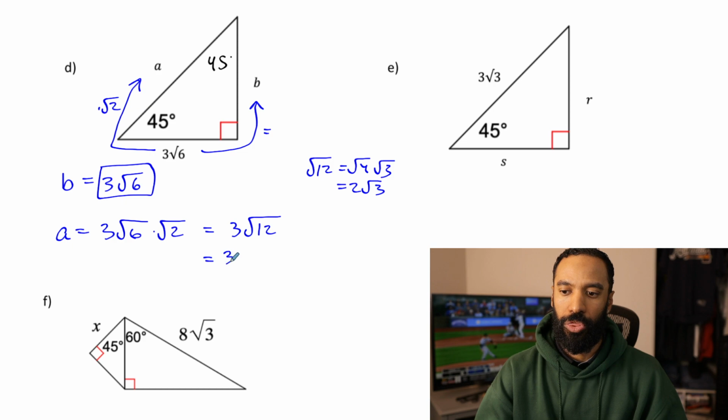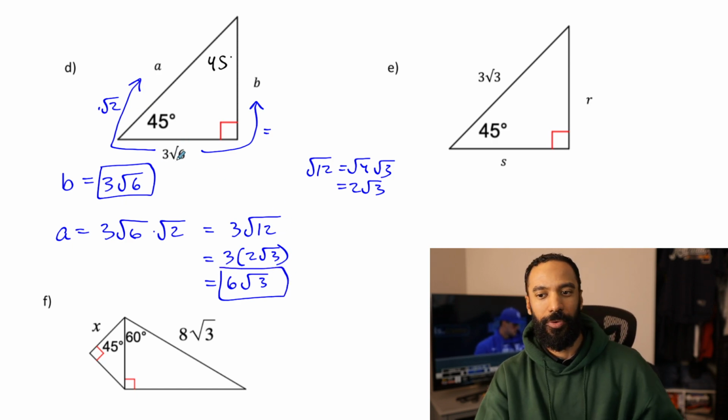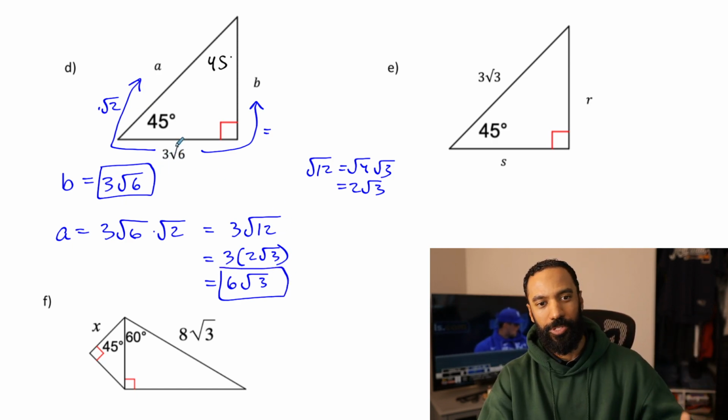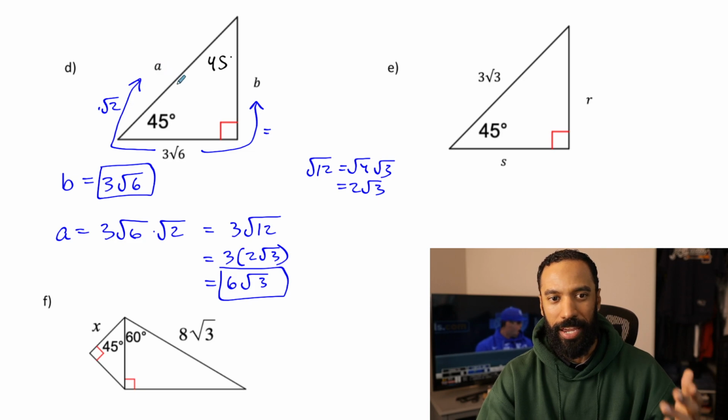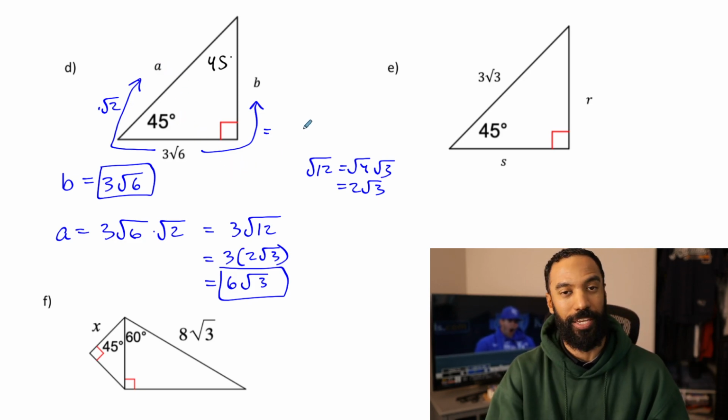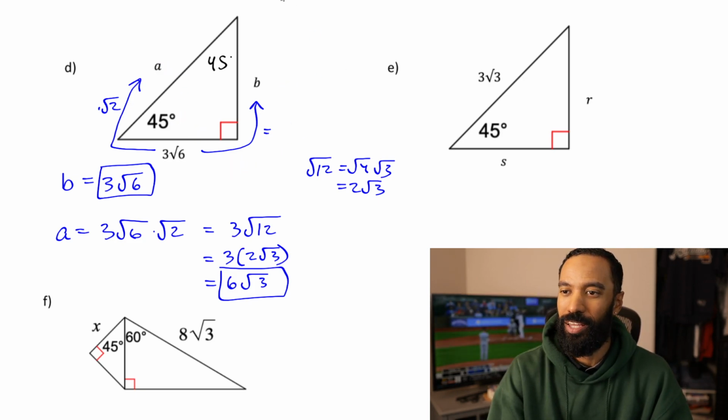So we're going to do 3 times 2 root 3, which is 6 root 3. So interestingly enough, we go from 3 root 6 here to 6 root 3 here. And yes, 6 root 3 is bigger than 3 root 6. It's root 2 times bigger, in fact. And those are the simplified results of B and A.